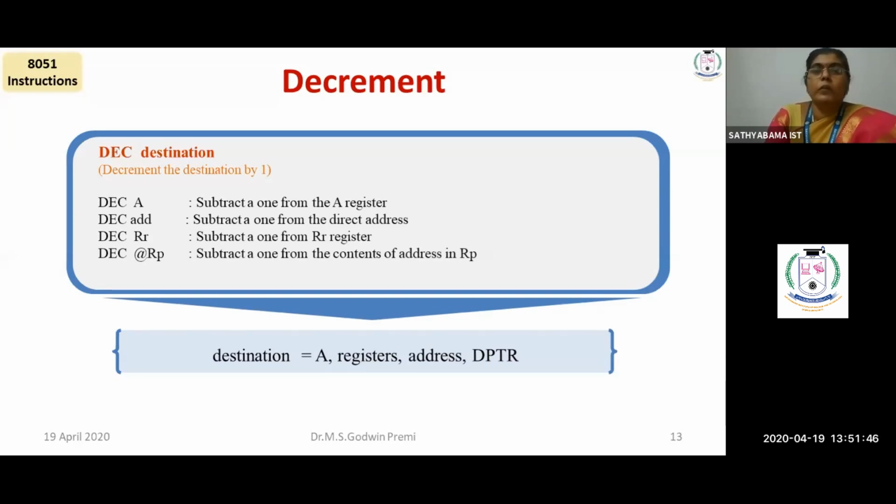So in the decrement operation, we can have only 4 sets of instructions based on the destination. So we are not having decrement DPTR, but instead we can perform the same operation by using DEC address. That means directly we can use the DPL, data pointer lower byte address, or data pointer higher byte address, but we cannot go with the decrement DPTR instruction.